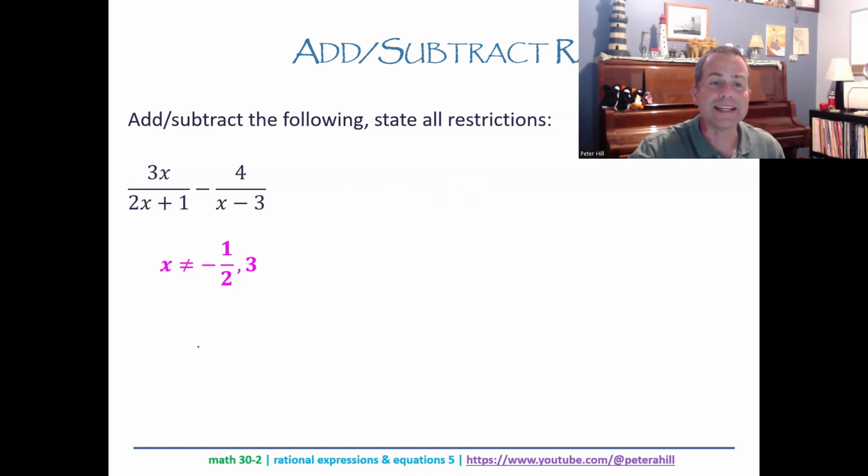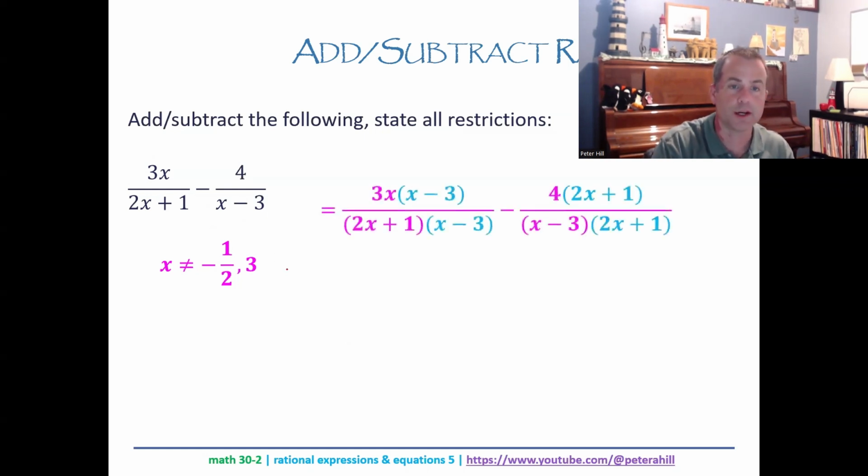Okay, so now I need to get my common denominator. Again, my common denominator is going to be one of each item that I see. So I've got a 2x plus 1 and an x minus 3. This first fraction doesn't have the x minus 3, so I'm going to throw that on the bottom and throw it on the top. The second fraction doesn't have the 2x plus 1, so I'm going to throw that on the bottom and throw that on the top. And so that would look like this. Okay. Now I'm going to have to clean things up.